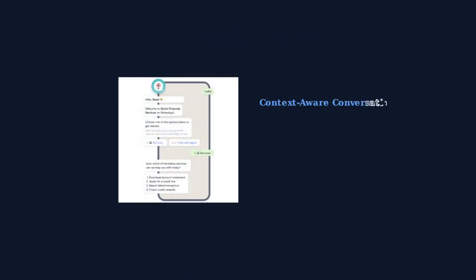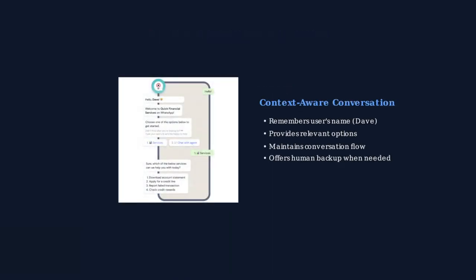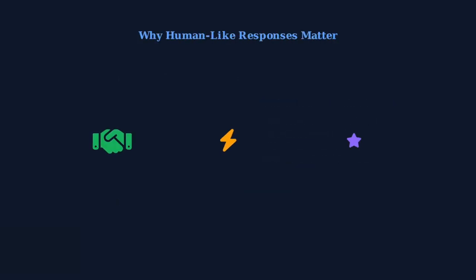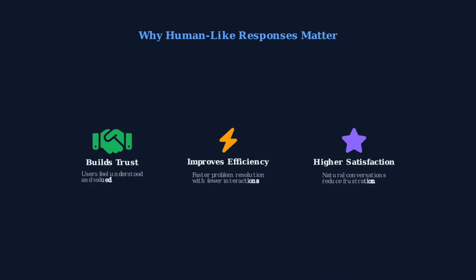Real-world applications show this in action. This banking chatbot demonstrates context awareness by remembering the user's name, providing personalized service options, and maintaining conversation flow. It knows when to offer human assistance for complex issues. The impact is measurable. Human-like AI responses build trust by making users feel understood. They improve efficiency by resolving issues faster with fewer back-and-forth exchanges. Most importantly, they create higher user satisfaction by making technology feel approachable rather than intimidating.